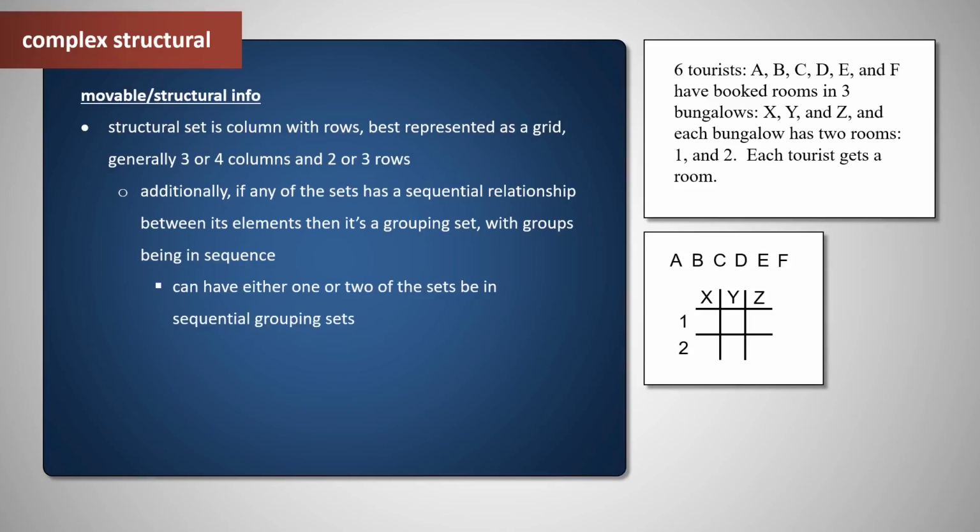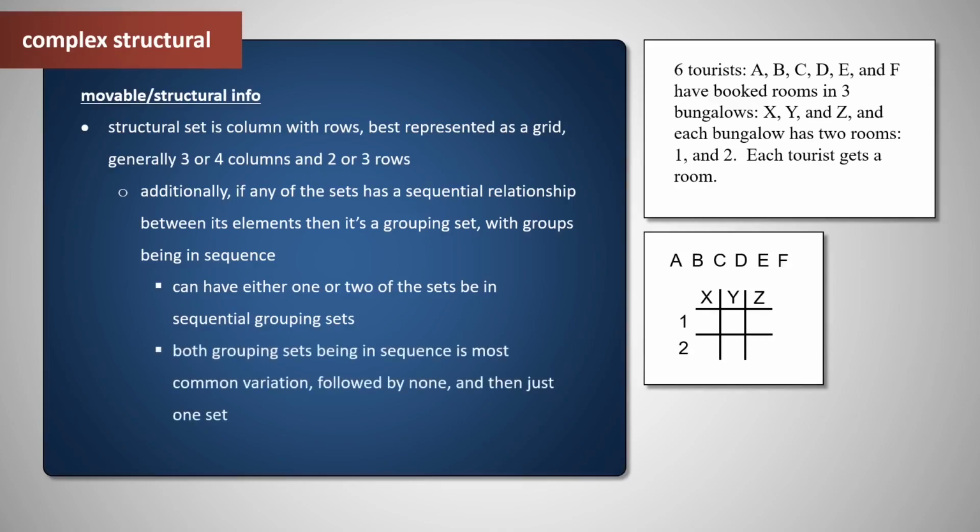Those are the possible variations. So either none, 1, or both. Both grouping sets being in sequence is the most common variation, followed by none, and then just 1 set. So actually, most of these complex structural games are going to have both of your structural sets have some sort of sequence. So you also want to be on the lookout for that. When you see that, you know that you're dealing with a structural set.